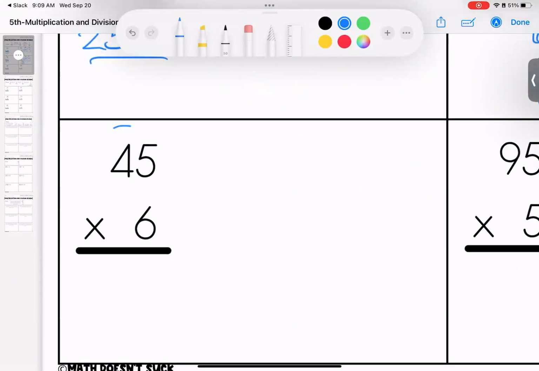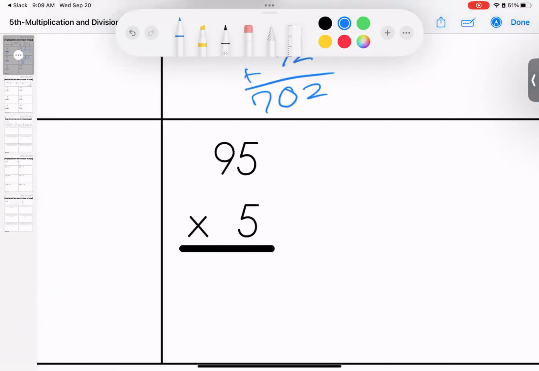5 times 6 is 30. 6 times 4 is 24. Add 3 is 27. 270.